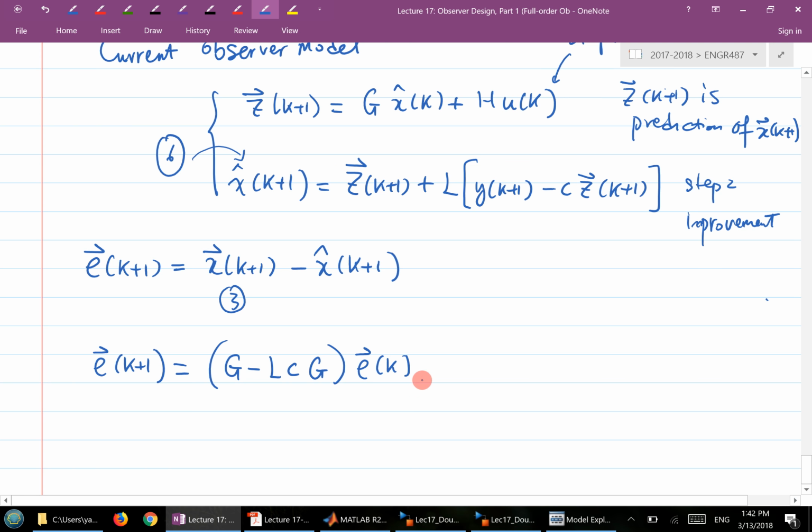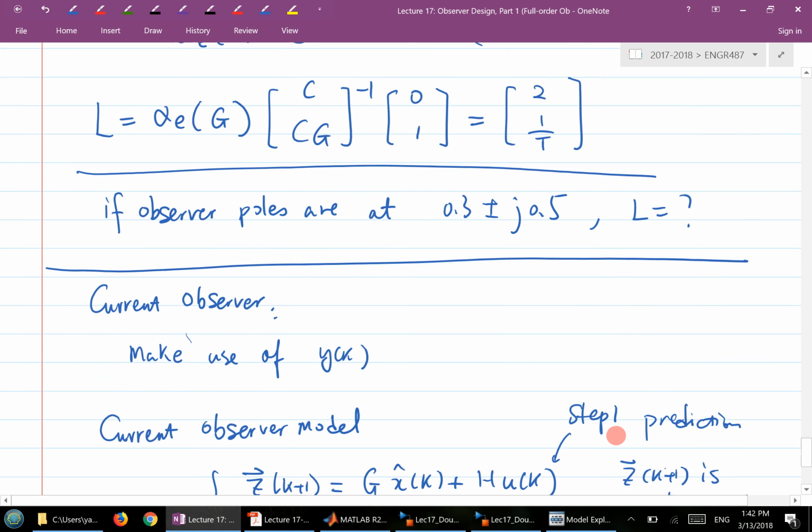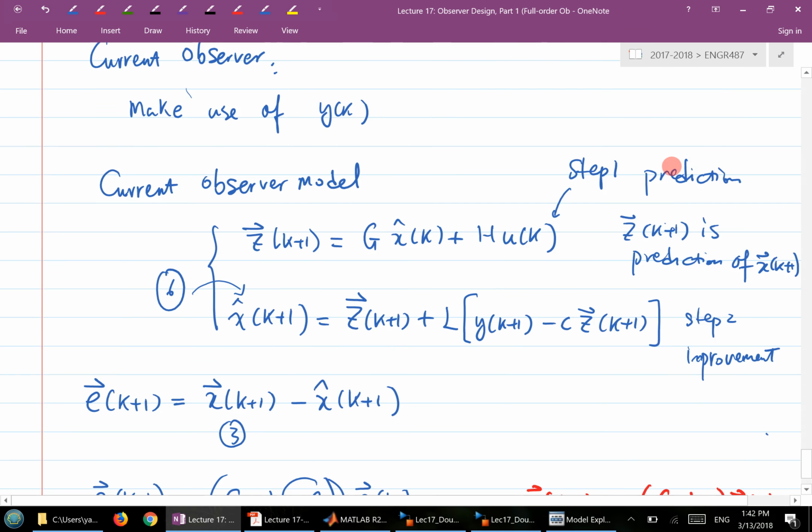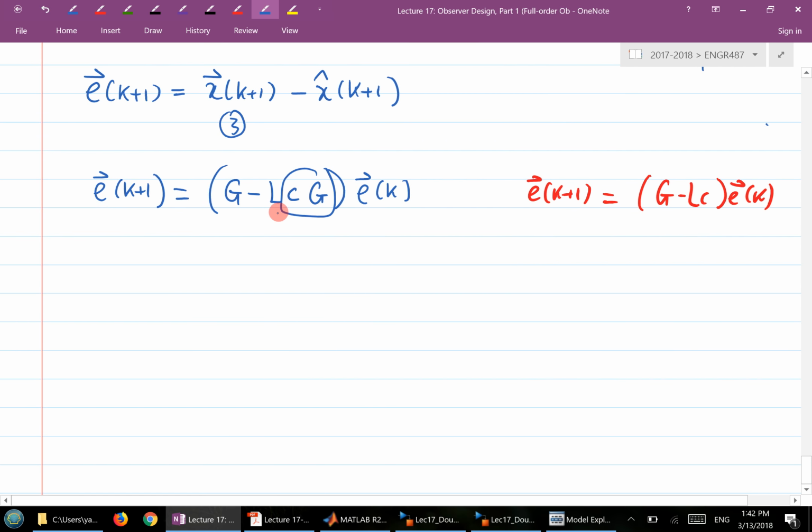If you look at the results for the full order observer we just derived, what was that error dynamics? G minus LC, right? And here it is G minus LCG. In terms of the formula, it's not much difference. So you can consider this CG to be the C here. All you need to do is replace the C with CG here, then you get this calculation for the L.